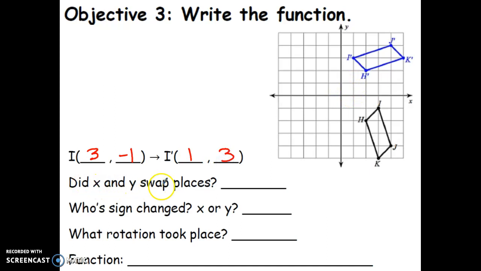First question, did the x and y swap places? 3 is first here, but it's second here. So yes, they did swap places. Whose sign changed, x or y? 3 is still positive. However, negative 1 becomes positive 1. This is our y value. So our y changed sign. So now which one swaps the x and y and changes the sign of y? That is a 90-degree rotation. And the function is (negative y, x).